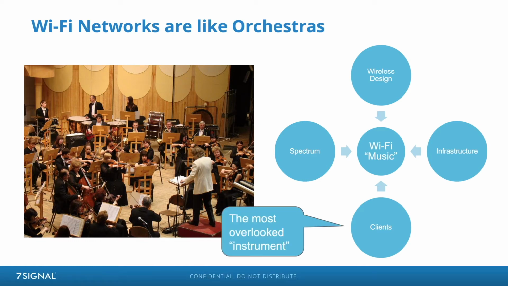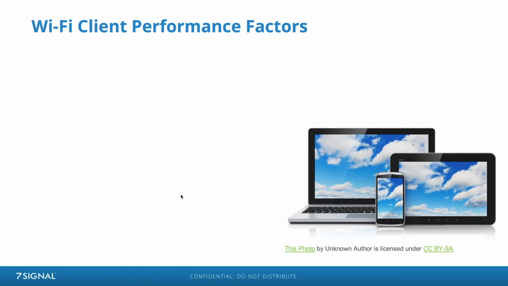But we also have to address the clients. These are the most overlooked instruments in the orchestra. And even if we take care of these other three sections and they're doing great, our clients can show up and really cause a lot of havoc on the Wi-Fi network. So I want to encourage everyone to take extra care in considering the clients that make up the bulk of the Wi-Fi network. So let's talk about some specifics now. Let's get into some more technical stuff about Wi-Fi clients. The things that really impact their performance.